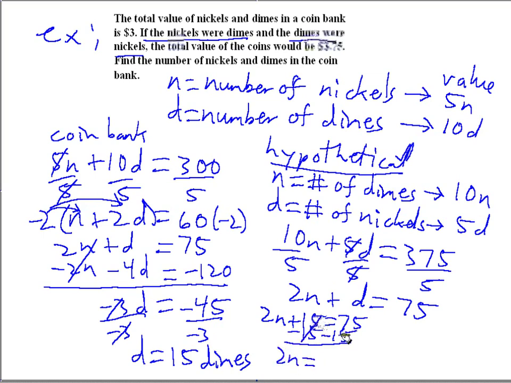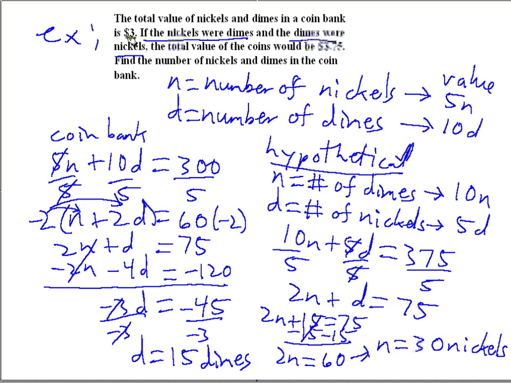2n is equal to what? 60. 75 minus 15. So therefore, n is equal to what? Dividing by 2, that's going to be 30. 30 what? 30 nickels, because n is the number of nickels originally. Well, let's test that. So if I have 15 dimes and 30 nickels, then do I have $3 as claimed in the coin bank originally?